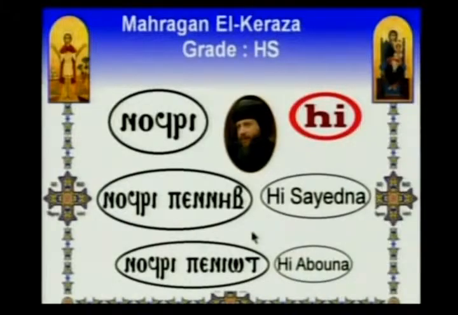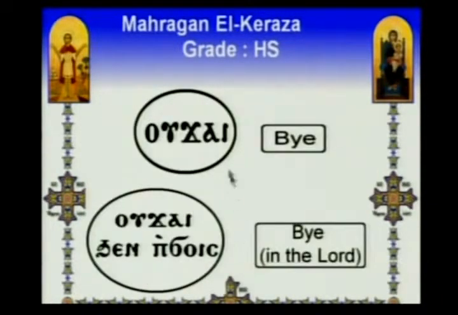Now I want to remind you of certain conversational nice words. When you want to say hi, it is nofri. You want to say hi Sayyidina, you don't say hi Sayyidina, you say nofri penib. Hi Abuna, you don't say hi Abuna, you say nofri penyod. Also the words ugay and ugay cheneb shois.